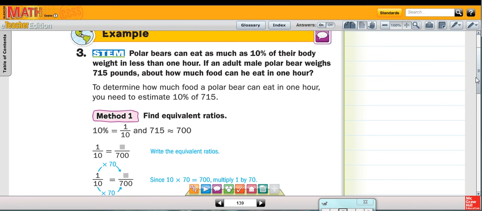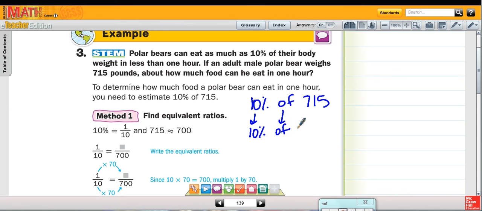Polar bears can eat as much as 10% of their body weight in less than an hour. If an adult male polar bear weighs 715 pounds, about how much food can he eat in an hour? Well, we've got 10% of 715. Do you agree? Okay, so 10% we're probably going to keep at 10%. Agreed? Of, what do you want to change that to? 700. This becomes a decimal, 0.1 of means to multiply 700 gives you 70.